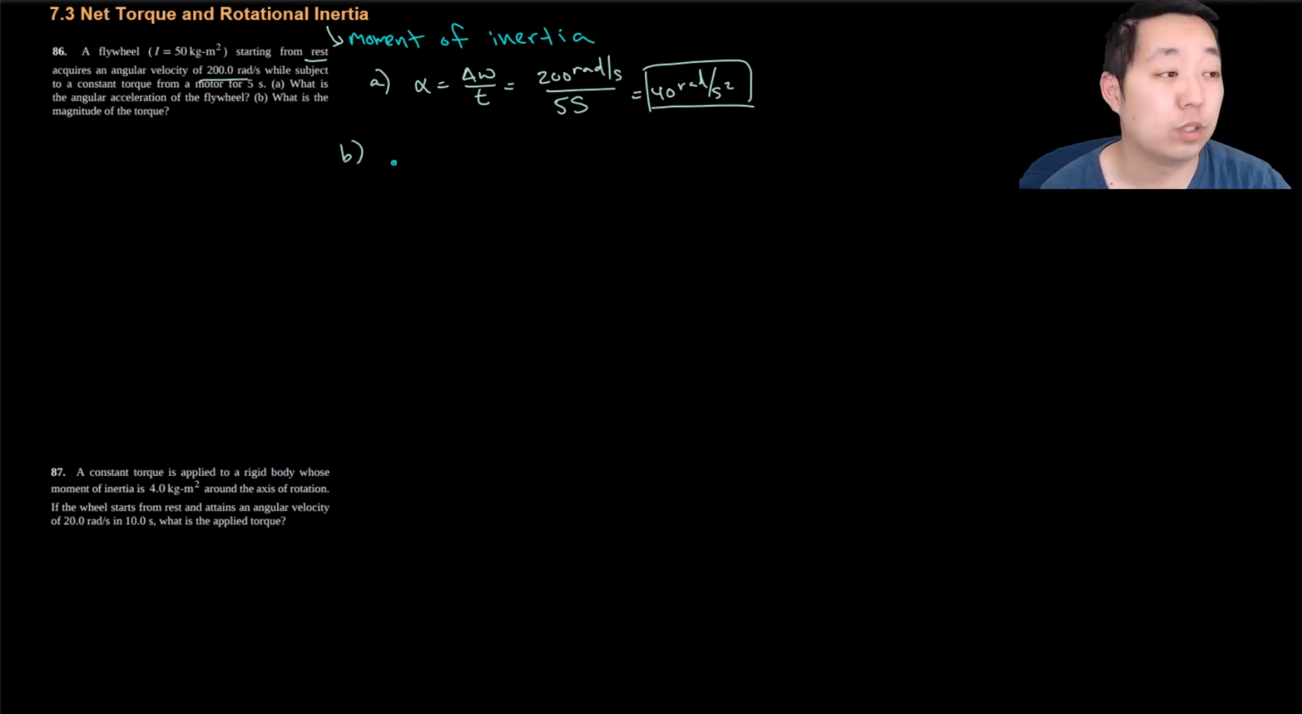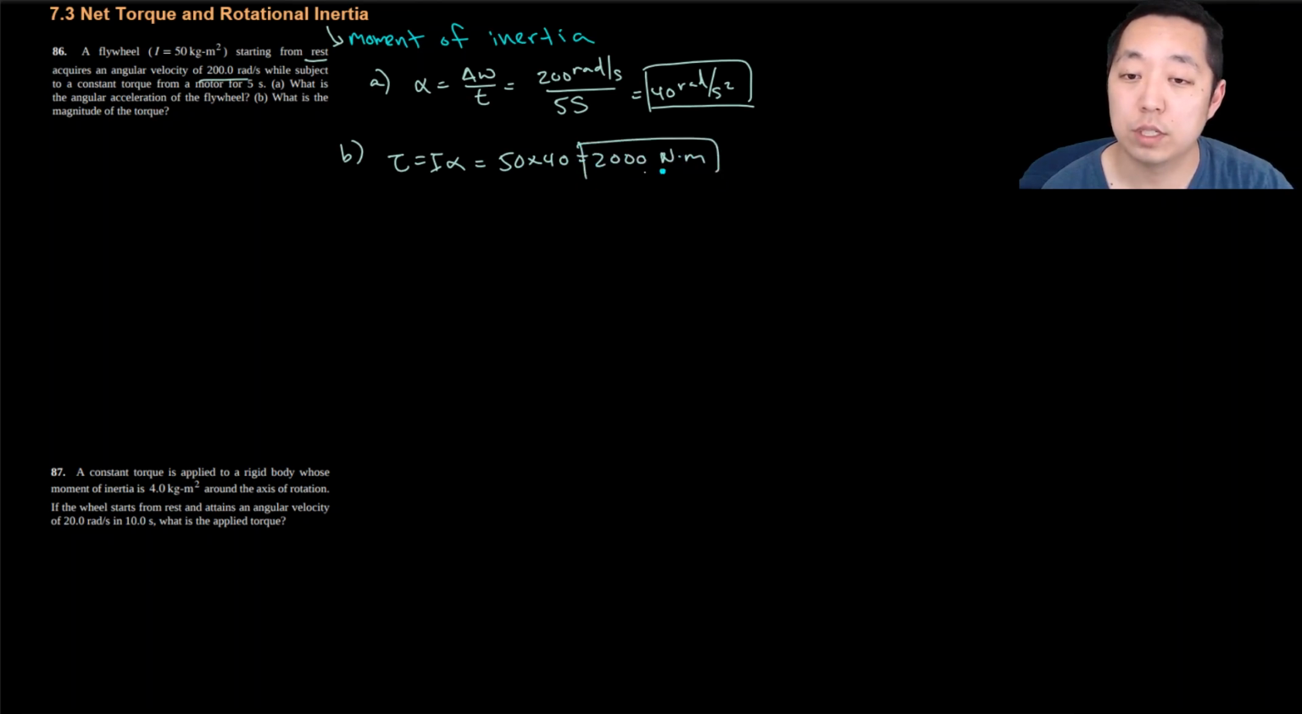What is the magnitude of the torque? Well, the torque is equal to I times alpha. That's what we're going to do for the net torque. And so that's equal to 50 times 40. And that's 2,000 Newton meters, which is the units of torque.